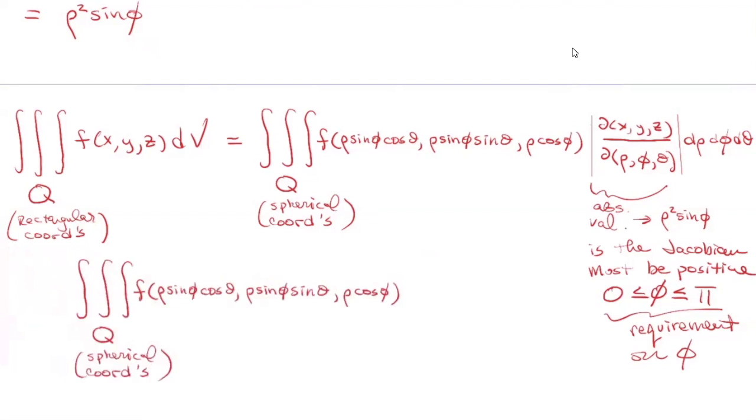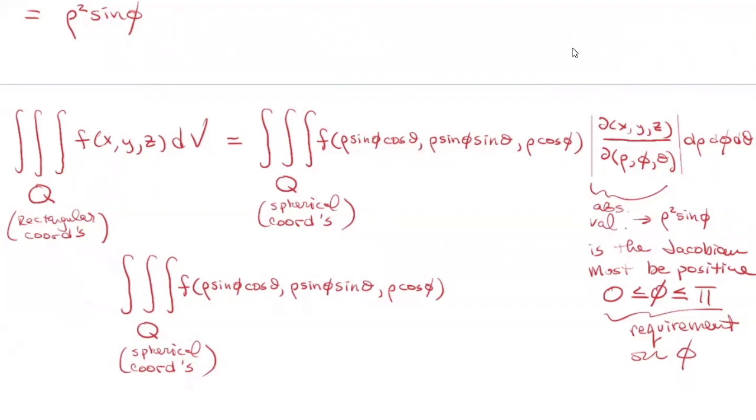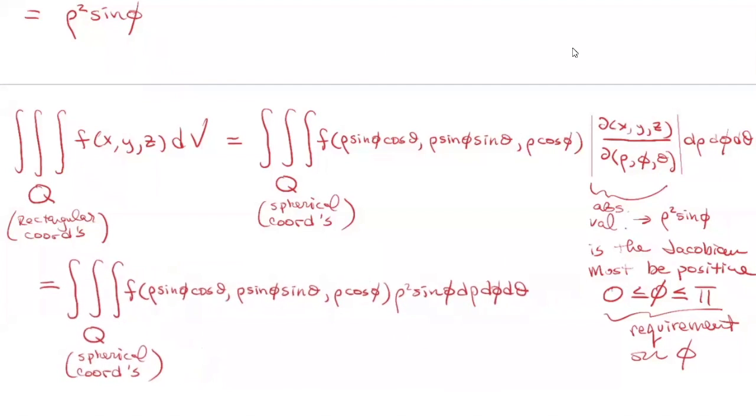but put in equals, and then the dV becomes rho squared sine phi d rho d phi d theta. I'm going to move that over a bit. And that expression there, the Jacobian plus the differentials, that's dV in spherical.